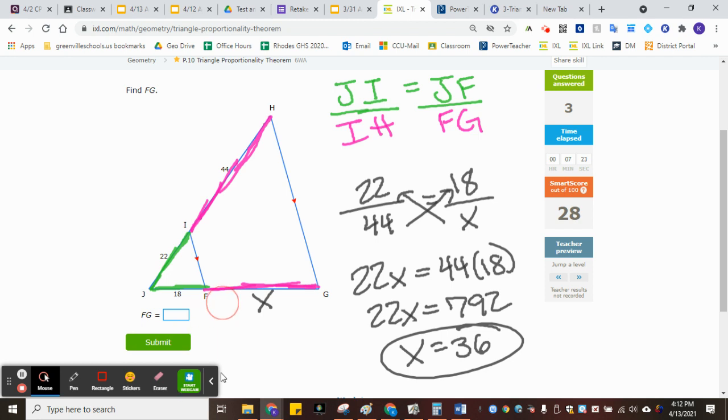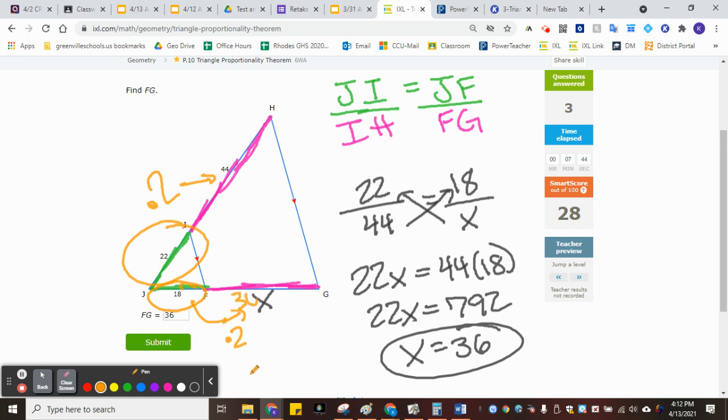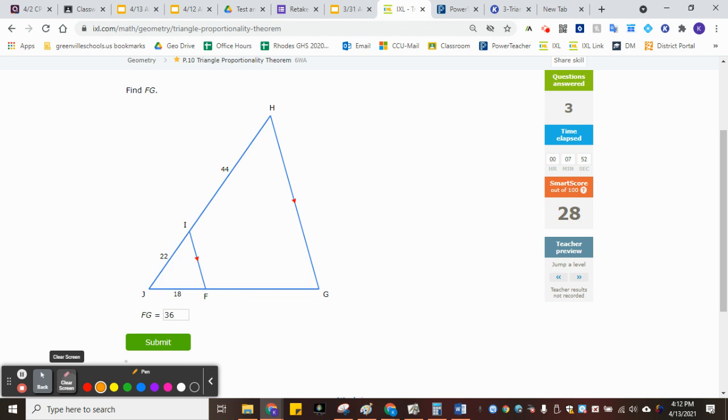Before I hit enter, I want you to see something that makes these questions a little easier sometimes. 36. So if you see 22 times 2 gives you 44, then the same proportion is true down here. 18 times 2 gives you 36. So sometimes you can see that proportion without solving it like this. If you can, great. Save you some time.